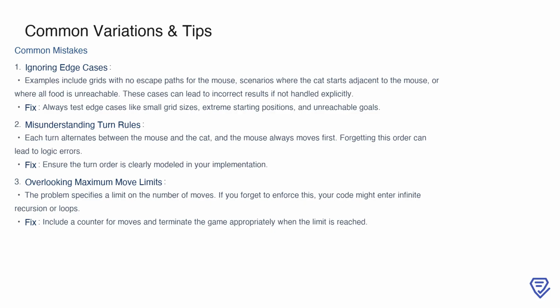Another common mistake is misunderstanding the turn rules. Remember, the mouse always moves first, followed by the cat, and this alternation must be strictly adhered to. Failing to model this properly can lead to critical logic errors. Finally, overlooking the maximum move limit specified in the problem can result in infinite recursion or loops. To prevent this, include a counter to track moves and terminate the game appropriately when the limit is reached.